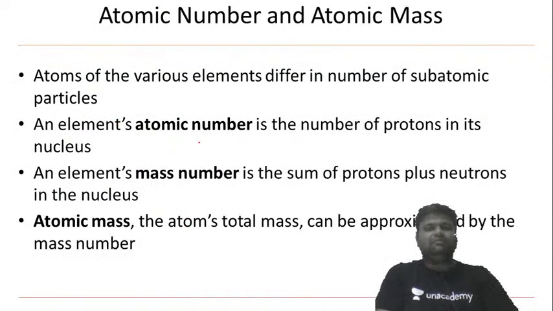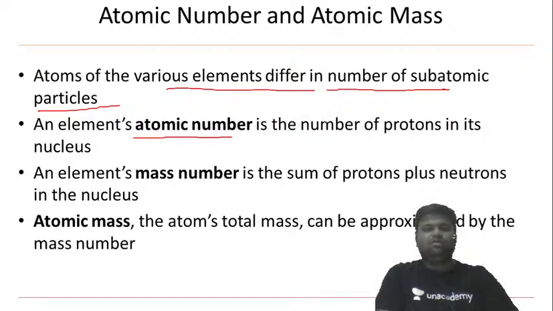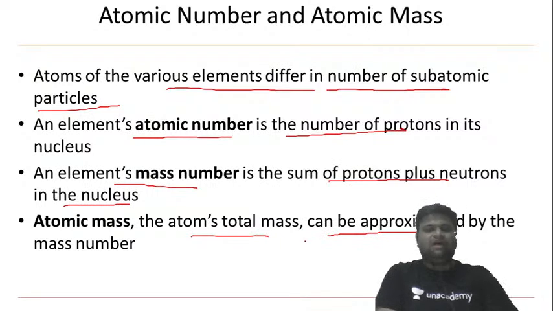So what is atomic number and atomic mass? Anybody can explain it? So atoms of various elements differ in the number of subatomic particles. An atom's atomic number is the number of protons in the nucleus. An atom's mass number is the sum of protons plus neutrons in the nucleus. Atomic mass is the atom's total mass, which can be approximated by the mass number.